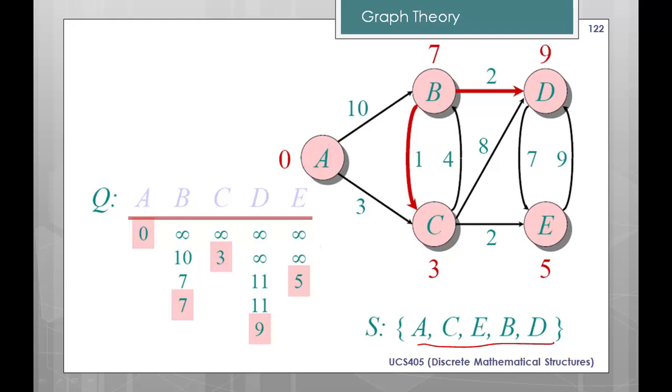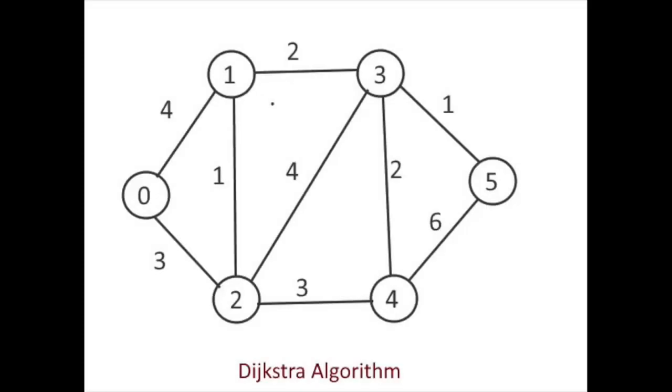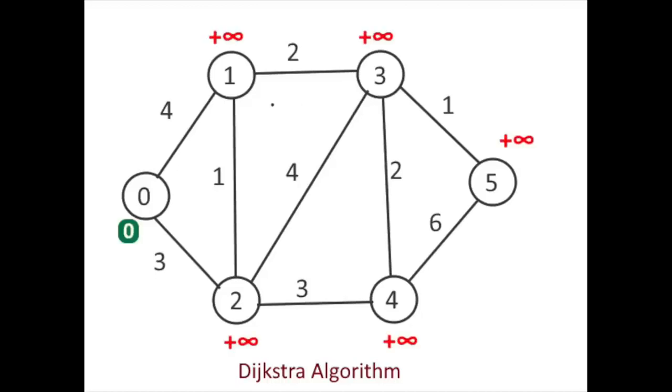So in the next example we will study it for the undirected graph. In this example we have to find out the length of a shortest path between the vertices 0 and 5 in the weighted graph. This is the undirected graph starting from node 0 itself. Means 0 to 0 distance is 0 and all the other nodes are at infinite distance.